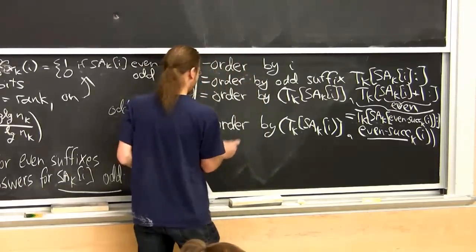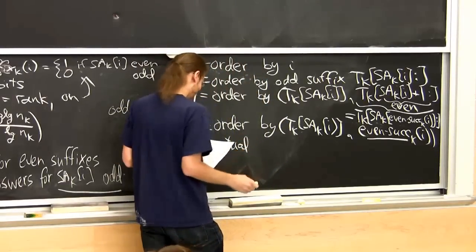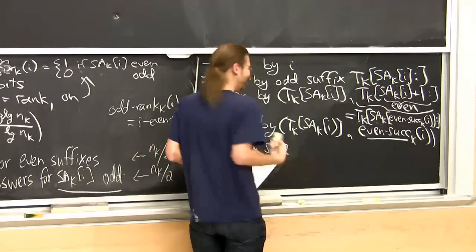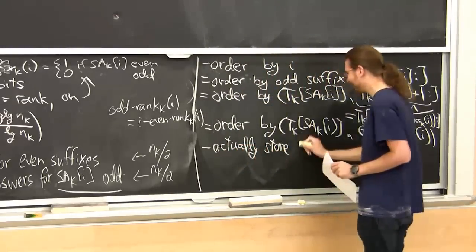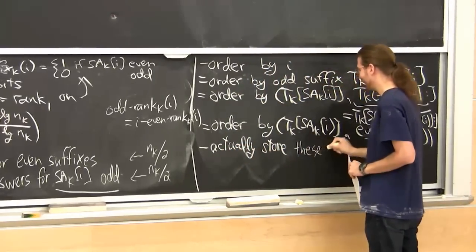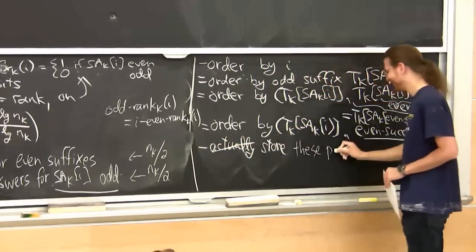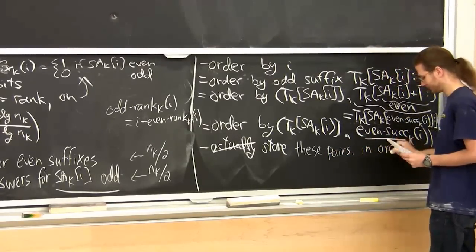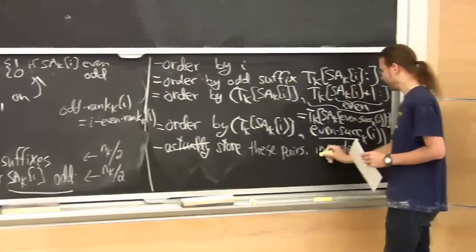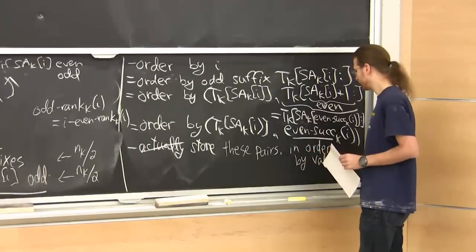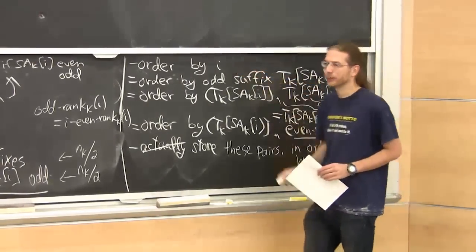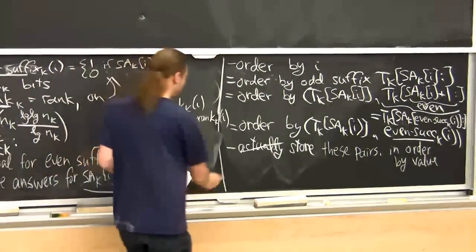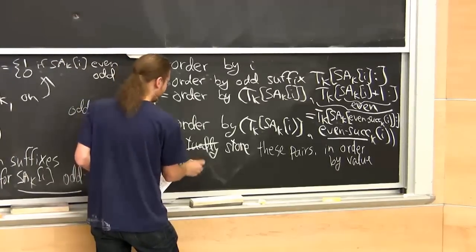So what we're going to do, I feel like this is cheating. I say actually store these pairs, but we're not really going to actually store them. We still have another trick up our sleeve. But more or less, we are going to store these pairs in order by value. Storing them in order by value is the same thing as order by I. That's what we just proved. Okay, and at this point is when I'm going to assume a binary alphabet.